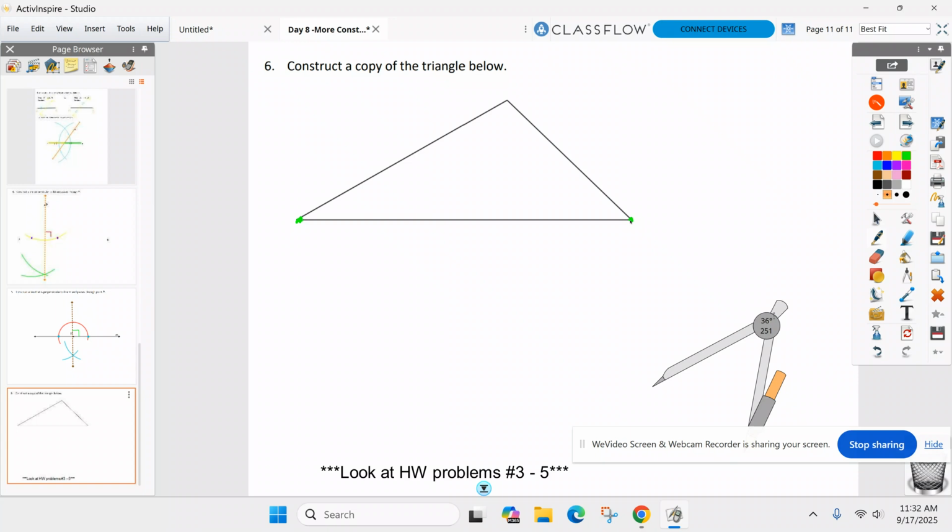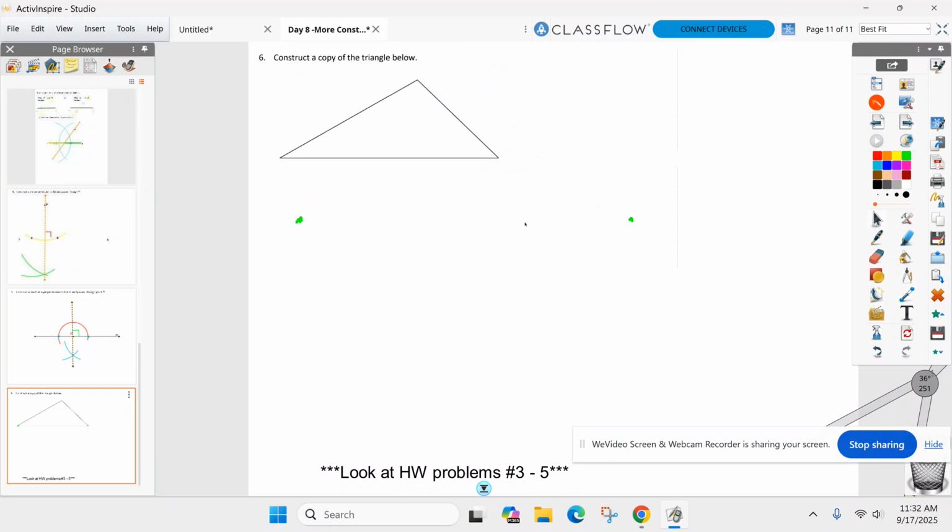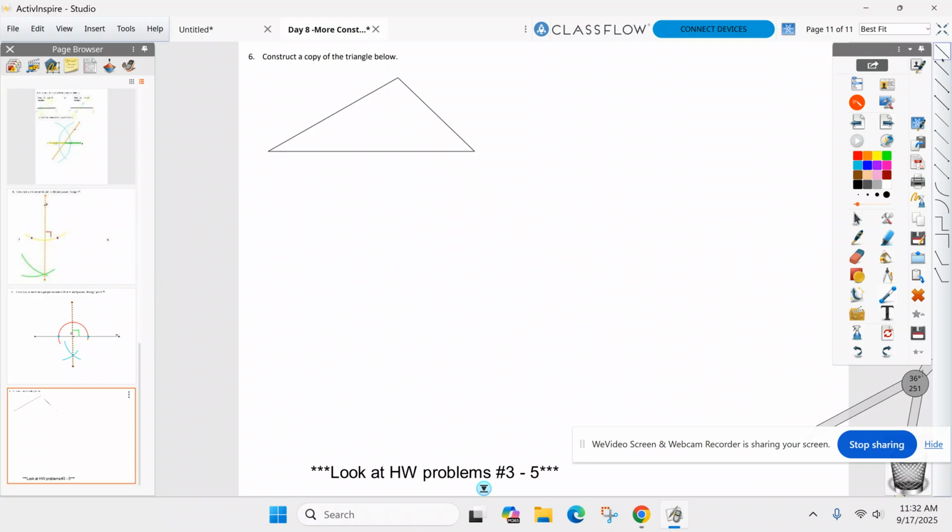Wait a second. I need something to do this on. What am I going to have you draw first then? A line segment. When you draw your line segment, please check that it is longer than the longest side of this triangle up here. We need something to do all these constructions on, so we need to build ourselves a segment.